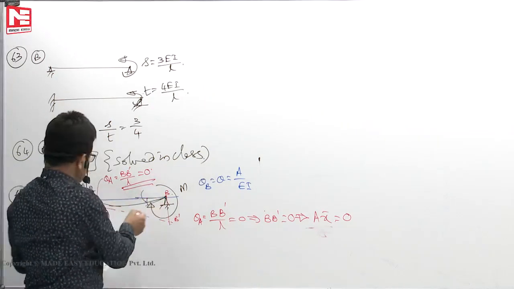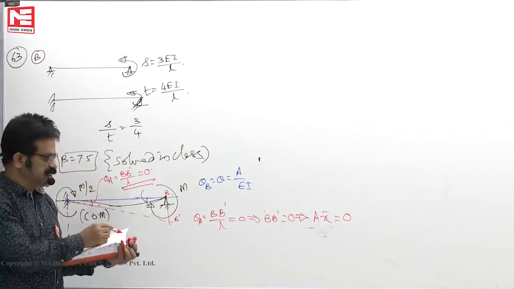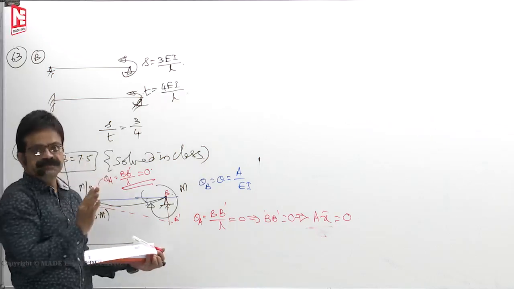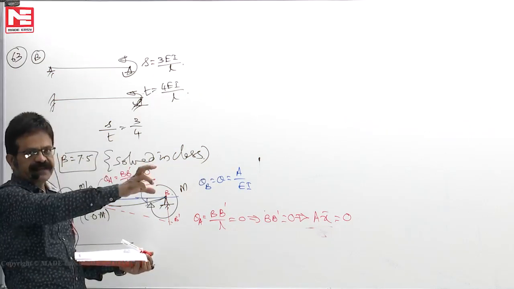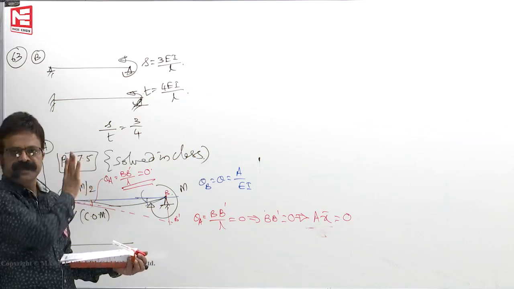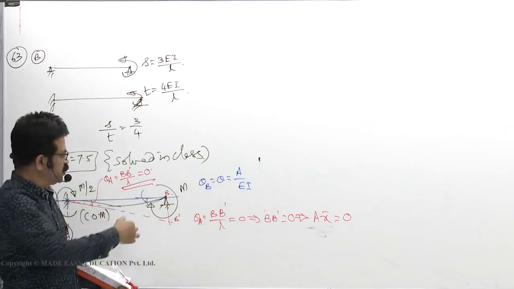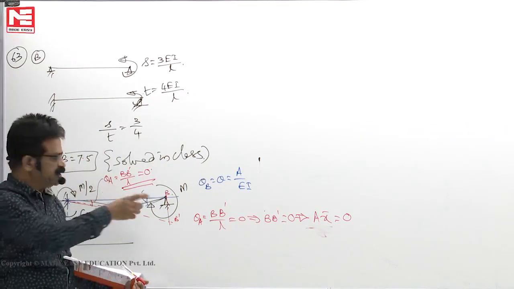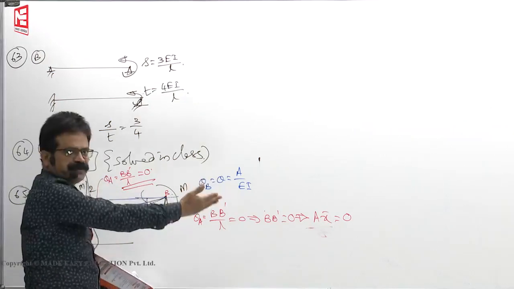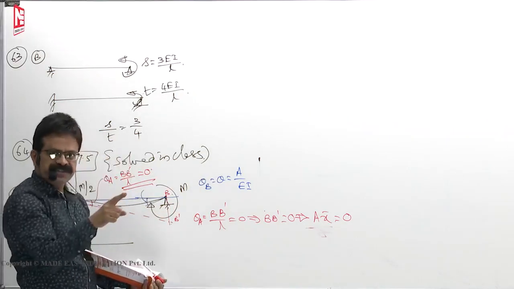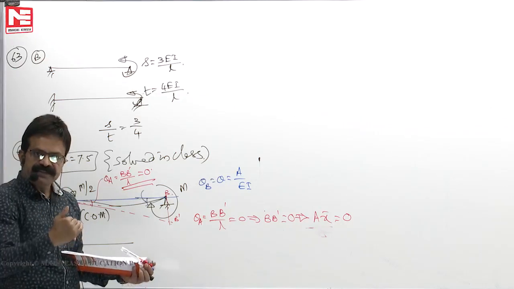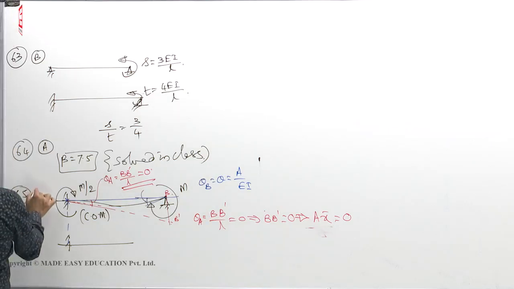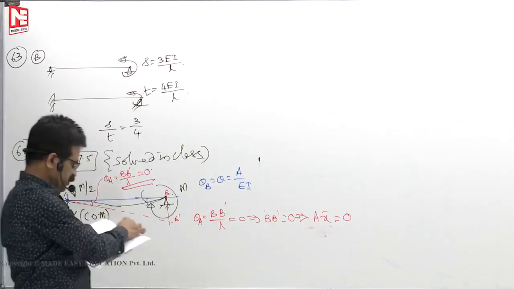From this only you found the carryover moment M by 2. In other words, he is telling you how to get the M by 2. One end is fixed, one end hinged. When you apply moment M, carryover moment is M by 2. What is the reason for that? Proof: theta A is equal to BB dash by L is equal to 0, so BB dash is equal to 0. What is BB dash? Moment of the area of the bend moment diagram about B. About B means hinged end. So assertion and reason are correct, and reason is the correct explanation for the assertion. So 65 is A. Correct explanation also given.